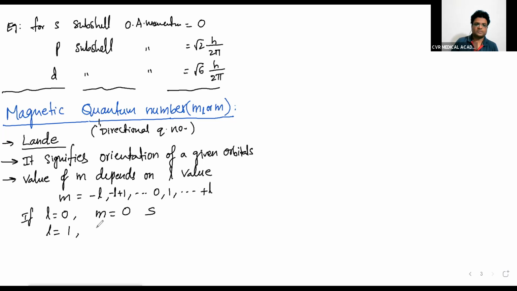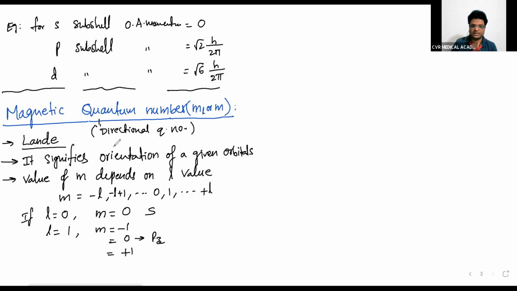For L equal to 1, the possible values of M are minus 1, 0, or plus 1. What does it indicate? Sir, 0 conventionally indicates the Pz orbital. The M value 0 for the D subshell also indicates dz square. How, sir? How is it actually? This is the quantum number which indicates the direction of angular momentum.